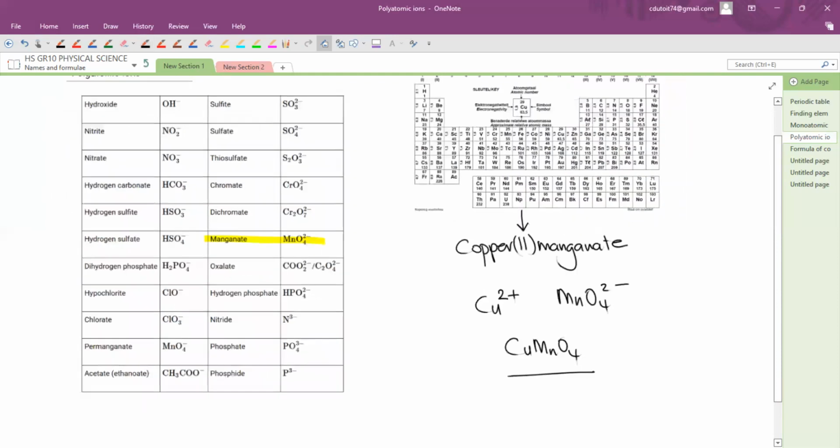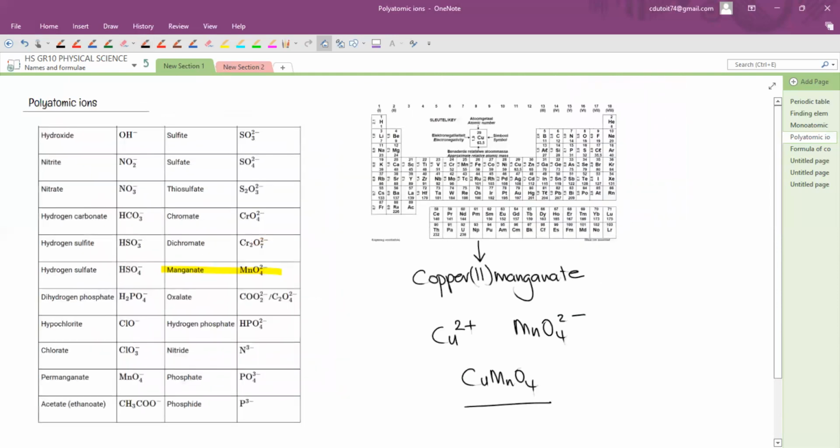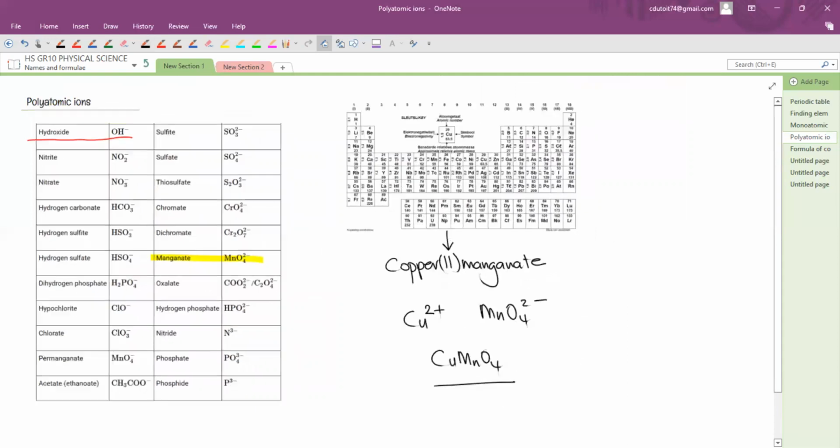Last one. Right. Now I want to show you something. What you need to find quickly is hydroxide. And I want to know, let's do calcium. Calcium is very important. Hydroxide. What is the formula for calcium hydroxide? Calcium you'll find somewhere in group 2.